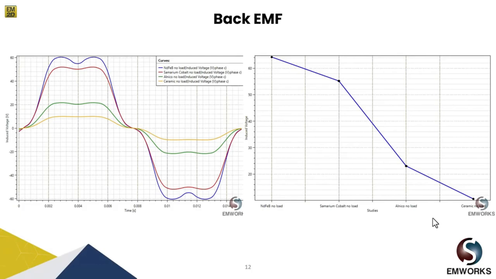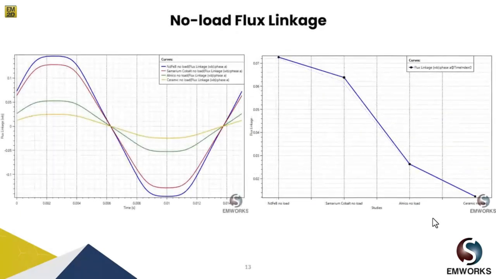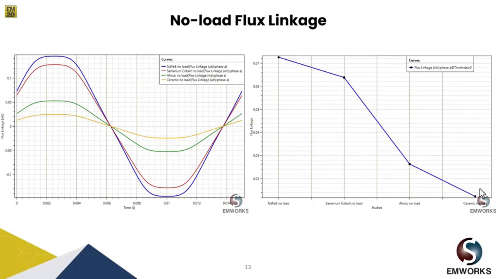Moving ahead, we have no load flux linkage. A similar pattern has been observed in case of no load flux linkage also. Highest still holds for NdFeB, and the flux linkage is close to sinusoidal, and it has a flat top due to its magnet shaping, which is a surface mounted magnet type. And we can also see its average reduces from NdFeB to ceramic magnet.